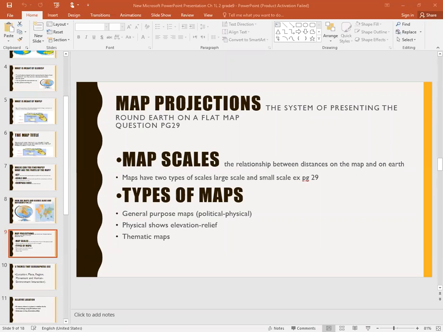These types of maps depend on what kind of information is drawn on the map. For example, general purpose maps have general information about the area. They generally show both human-made and natural features. So the general purpose map could have a lot of general information about the area, maybe about human-made features.